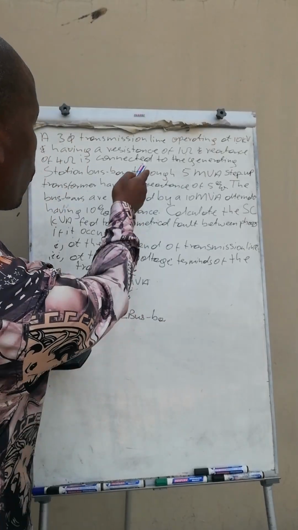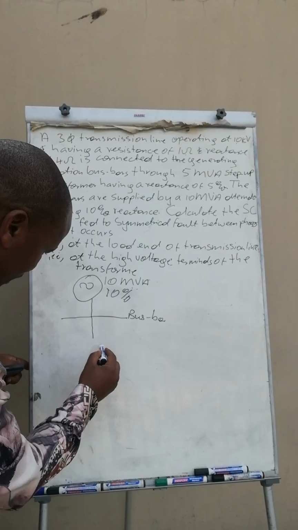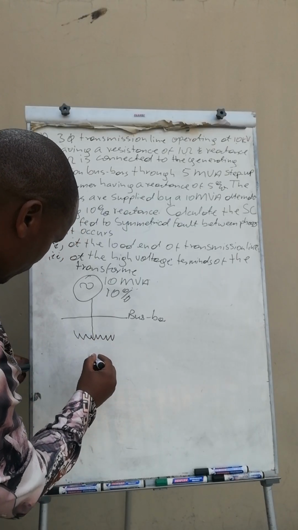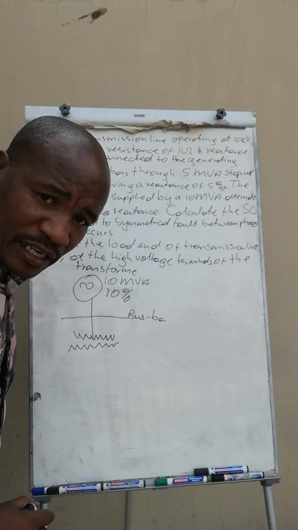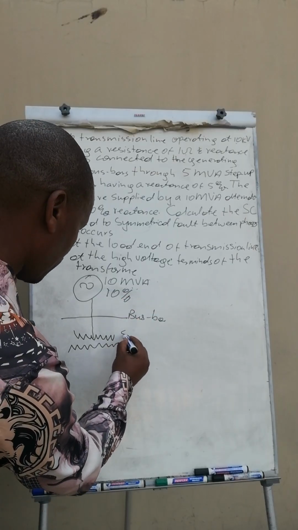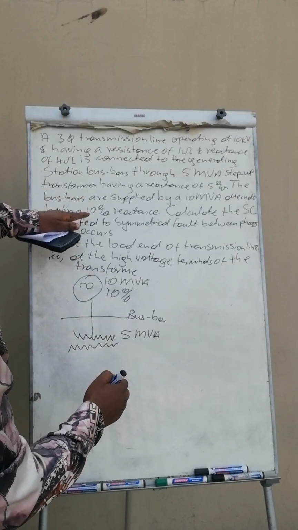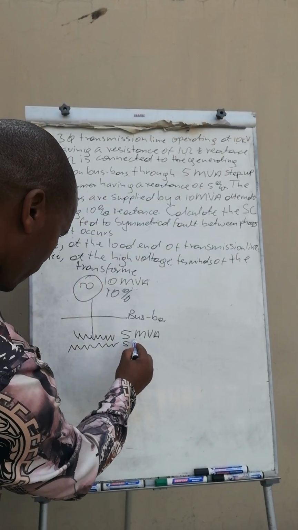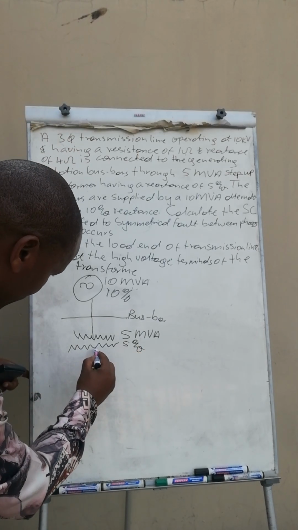This bus bar, according to this information, is connected to the transmission line through what? A step-up transformer. This is a step-up transformer. Okay, and it is equal to what? It is 5 MVA with a percentage reactance of 5%. And then this transformer supplies what?